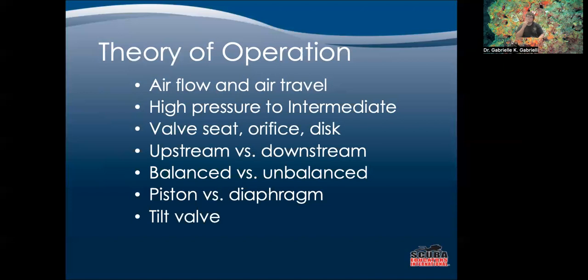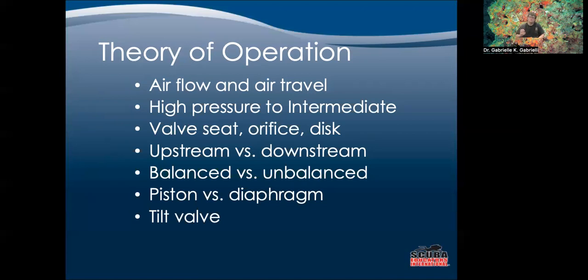So airflow and air travel is typically the resistance of the air traveling through to see how much is actually coming through. So this much needs to reach this point and be at this pressure, basically. High pressure to intermediate, so cylinder to the first stage, which takes it down to about 130 on average, because once you start hitting 150, it starts to deteriorate the O-rings faster.